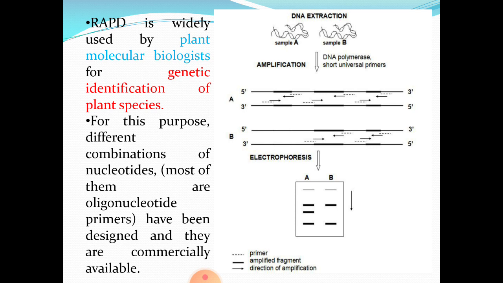For this purpose, what they do is combinations of nucleotides. Most of them are oligonucleotide primers, as I have already told you. They have been designed and they are readily available commercially. Simply you can go buy the primers of your choice and do RAPD.